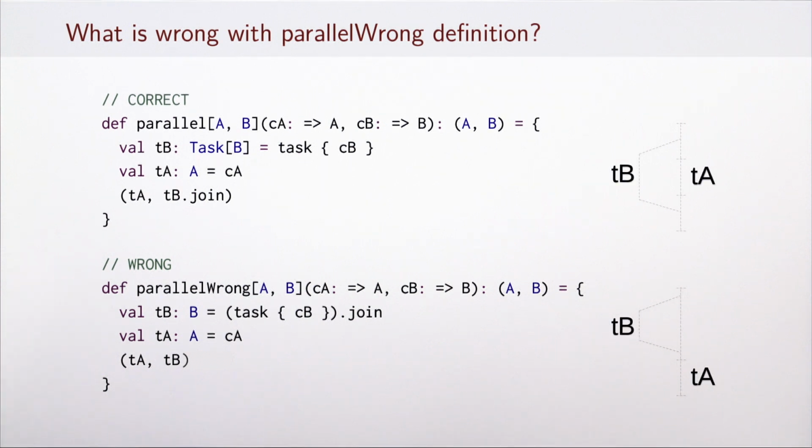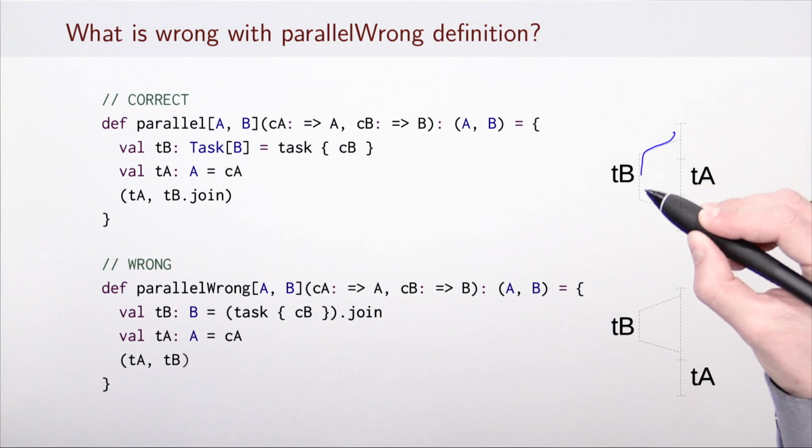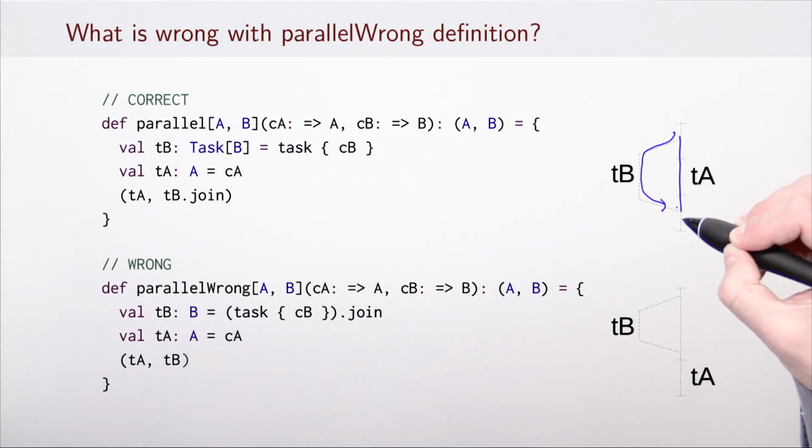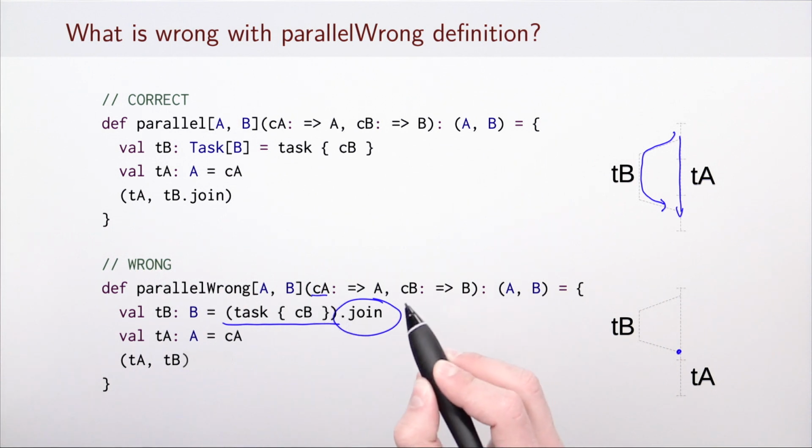Well, it turns out that even though this alternative definition would compile, in fact, it does not give us the benefits of parallelization. Whereas in our correct definition of parallel, we spawn the task B and then at the same time compute task A. So A and B proceed in parallel. In the second version, in the parallelWrong version, as soon as we have started the task, we immediately called .join on it. And as a result, we are basically waiting for it to be computed, just as if we wrote CB here without all the task and join. So parallelWrong, in fact, does not achieve parallel computation of two parameters, CA and CB.